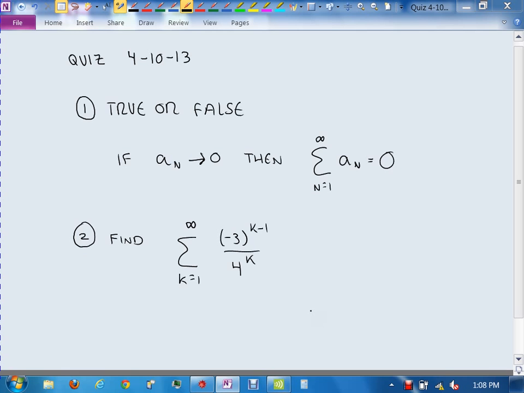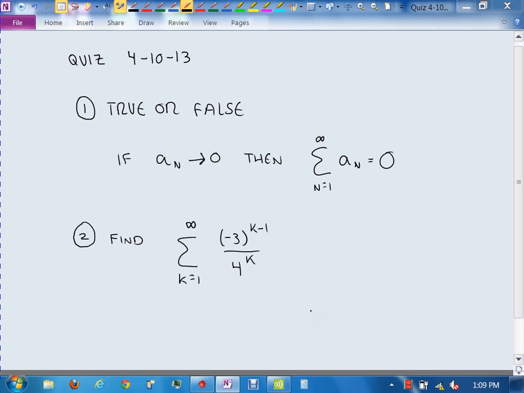So what about the other way around? If your series converges, does that mean that your sequence must converge? That way is true. So, okay. Now, how about number 2?